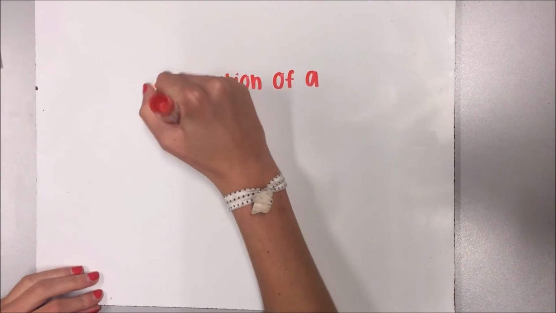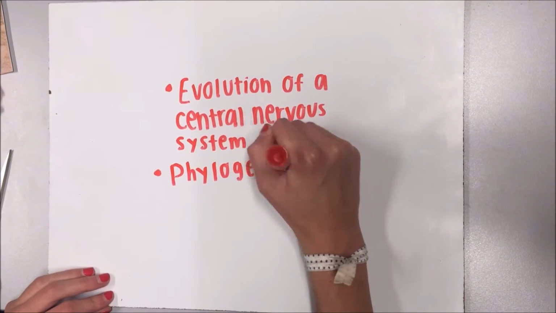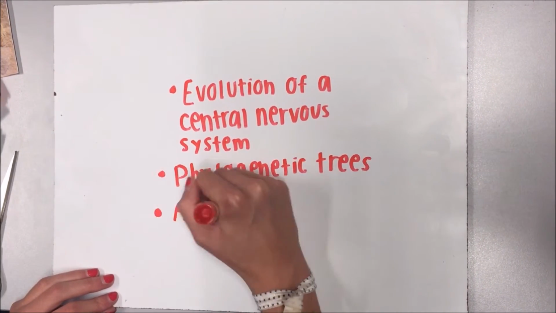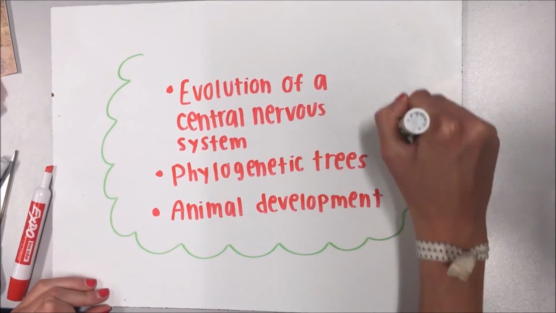These findings are important in that they give insight into the evolution of the central nervous system. This study exemplified the use of phylogenetic trees as well as demonstrated concepts of early development of the central nervous system in animals as we have learned in Biology 1520.